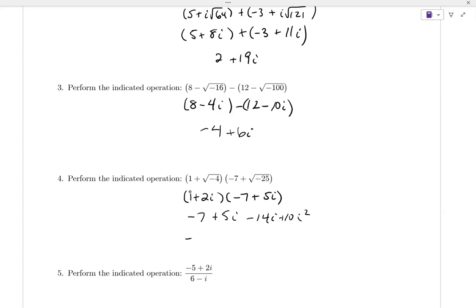And then remember now, what do we always replace i squared with? Negative 1, right? So plus 5i minus 14i makes a negative 9i, and then we got minus 10 on the end, right? Remember your i squared is always negative 1, right? So we have plus 10i squared to start with, becomes a negative 10. And then simplify, we'll get negative 17 minus 9i.